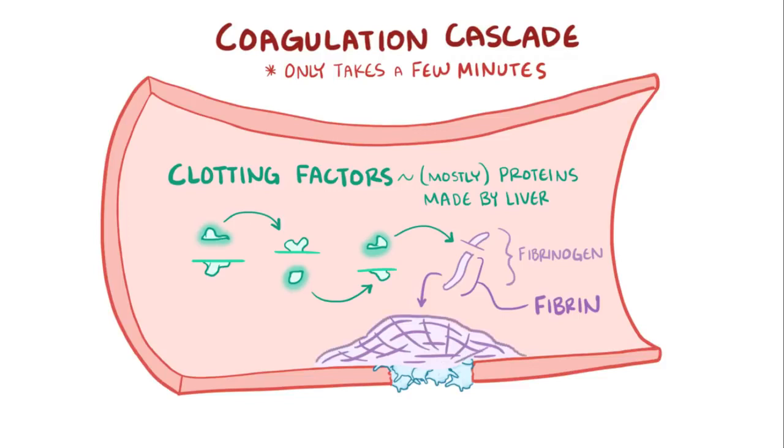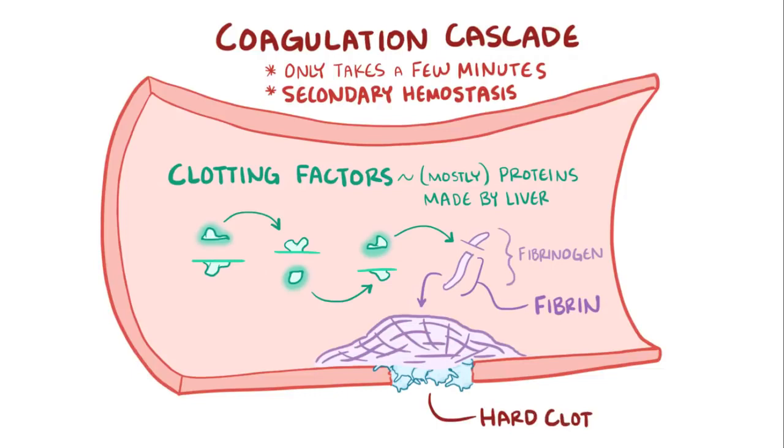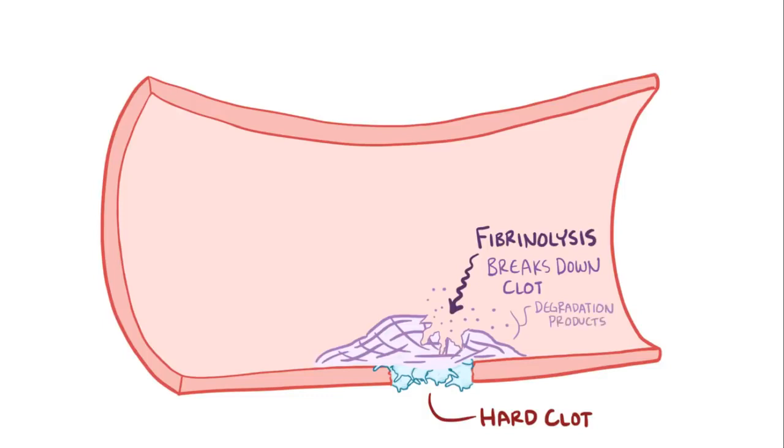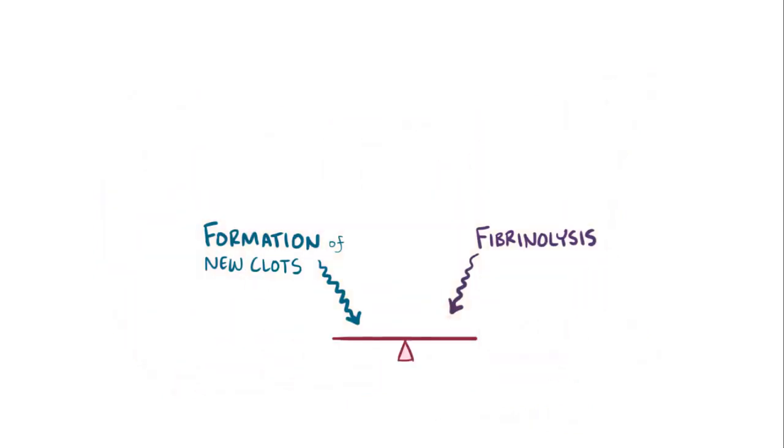So these steps leading up to fibrin reinforcement of the platelet plug make up the process called secondary hemostasis, and results in a hard clot at the site of the injury. Now, as soon as that clot's formed, the body's also initiating pathways to break down the clot, so that it doesn't get bigger than it needs to be, and dissolves when it's not needed anymore, a process called fibrinolysis. And this process produces fibrin degradation products. Normally, the formation of new clots and the process of fibrinolysis are in a steady balance.